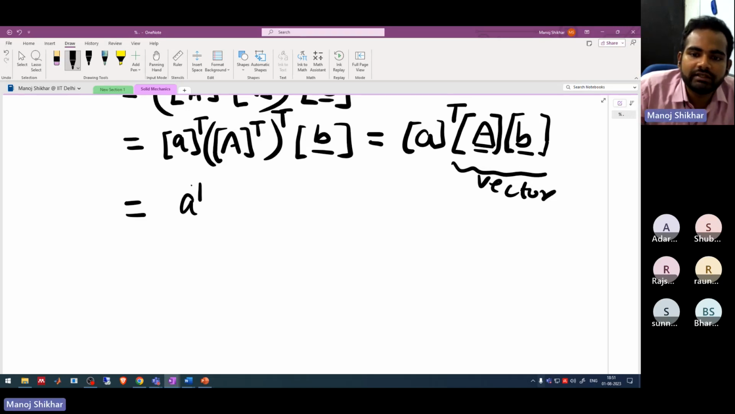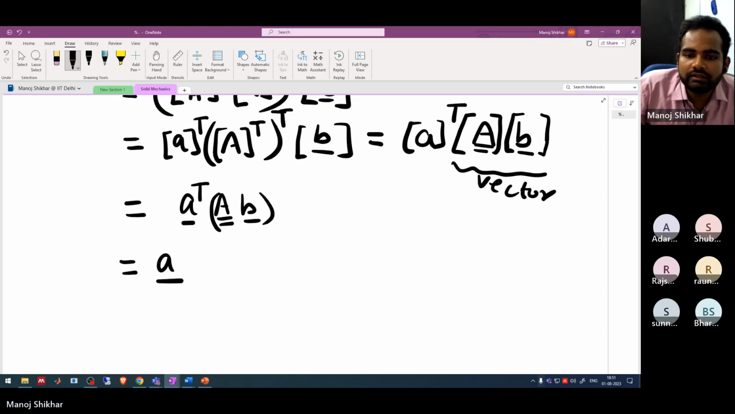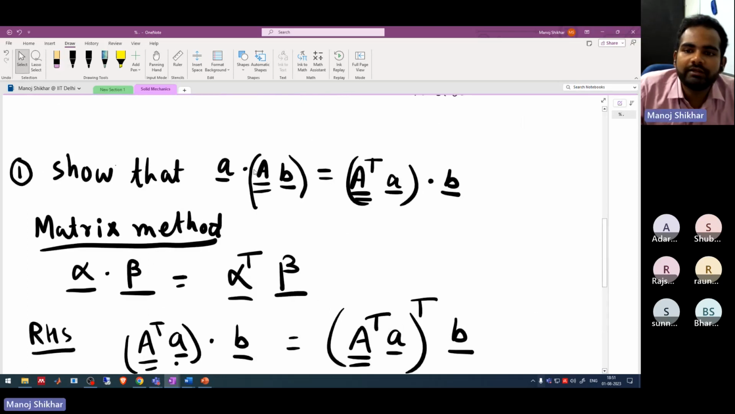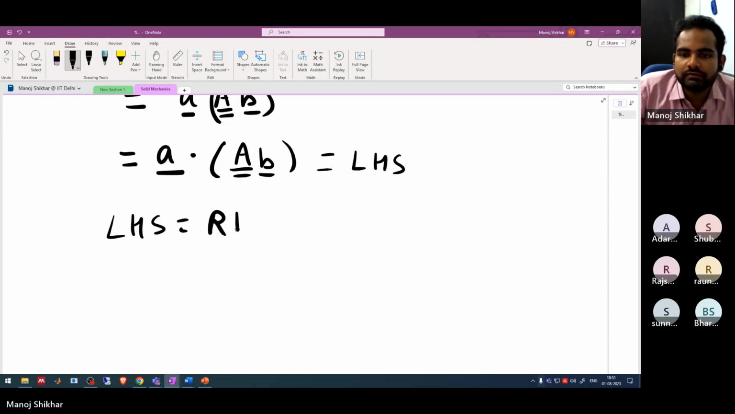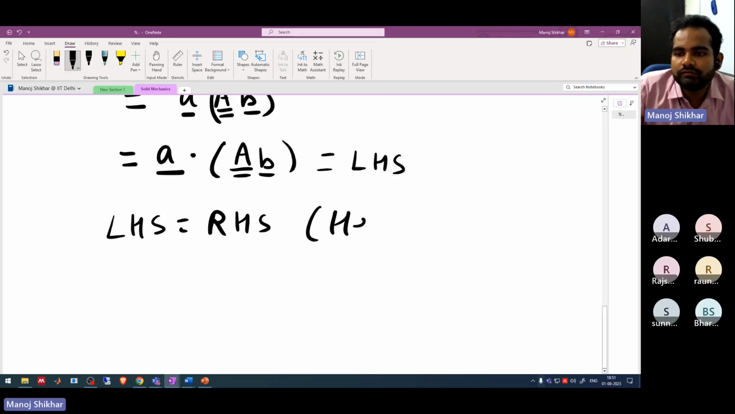So we will essentially get A transpose into A into B, which means we will get A dot B. So you can see we had to prove A dot AB equal to A transpose A dot B. So this is RHS equal to LHS. So LHS equal to RHS. Hence proved.